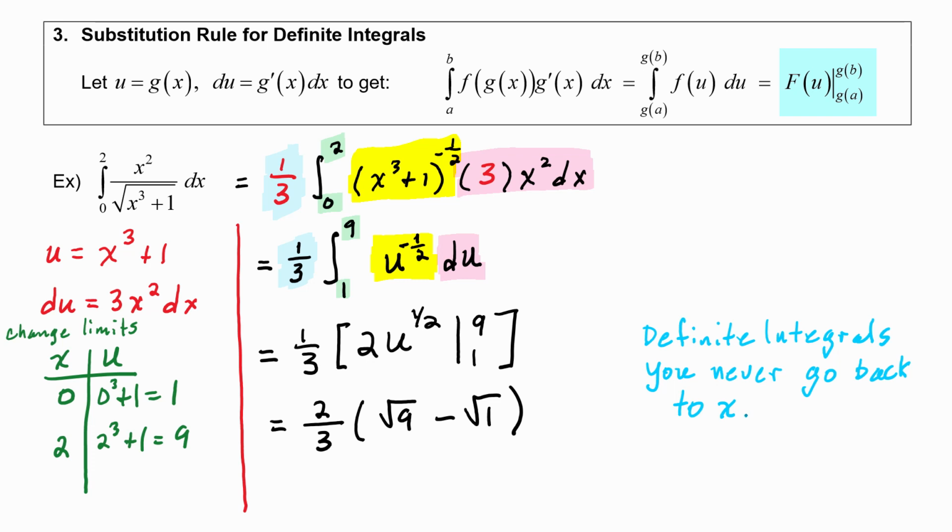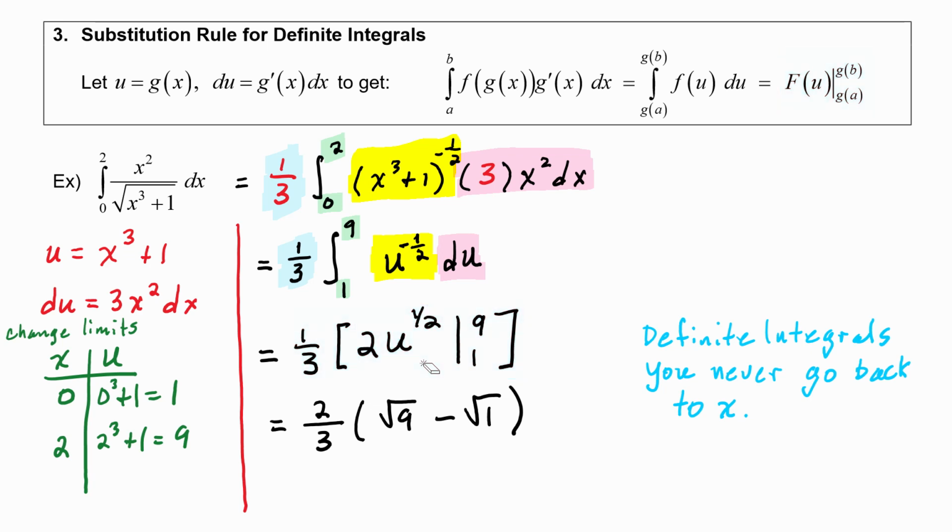And one kind of goofy way I like to help my students remember this is when it's definite, you definitely never go back to your x. So it's just a silly way that might help you remember that you don't go back to the x variable. You go ahead and evaluate the antiderivative at the new limit values for the u variable.